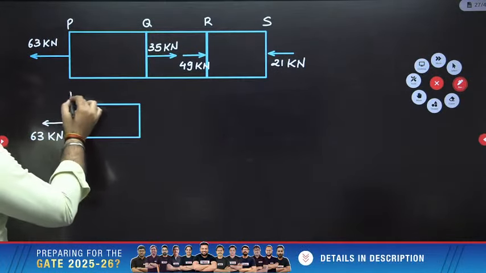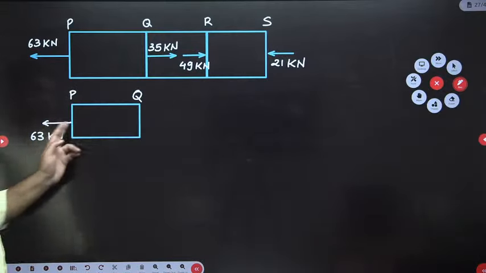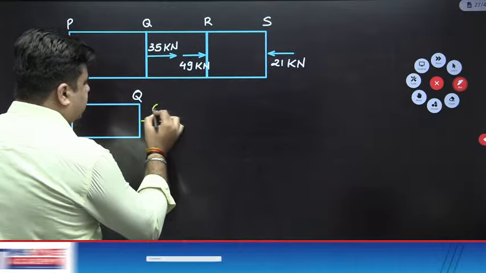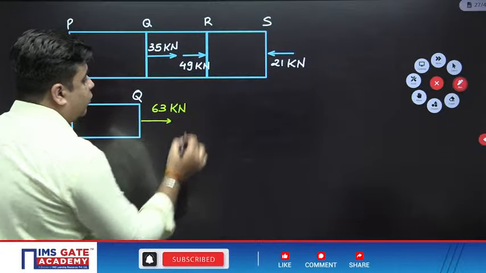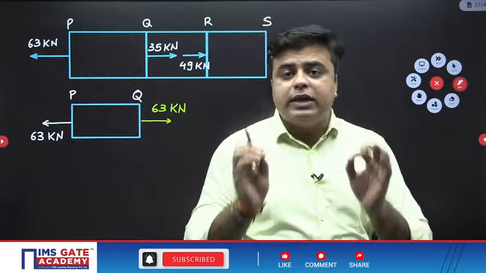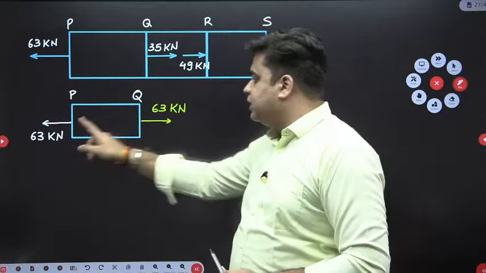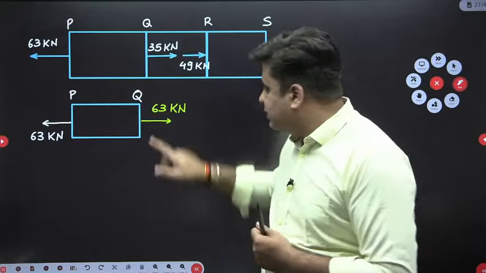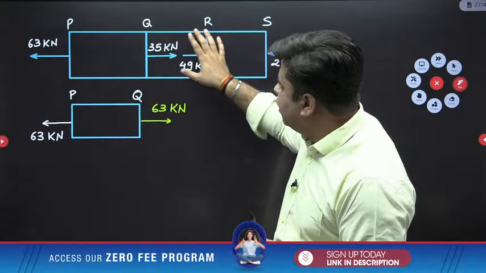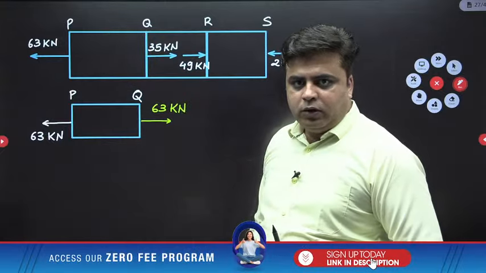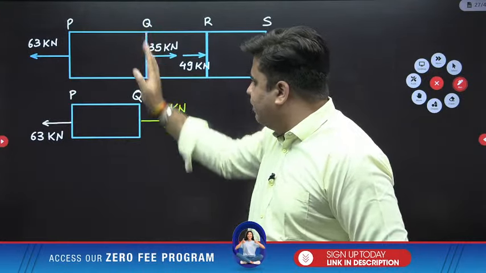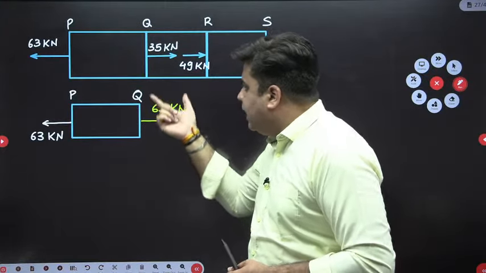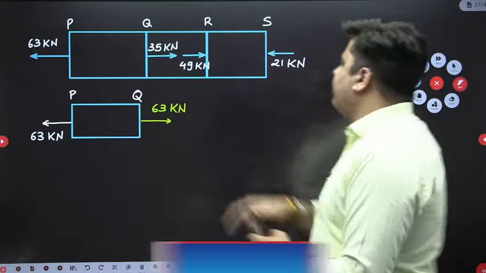Now in order to keep this PQ in equilibrium, equal and opposite load should act on this side. So equal and opposite 63 kilonewton I will apply blindly, without even thinking, to make it stable. Now sir, who will apply this? This load is applied by portion QR on portion PQ. Now in order to keep this interface in equilibrium, same equal and opposite 63 kilonewton load will be applied by portion PQ over member portion QR.